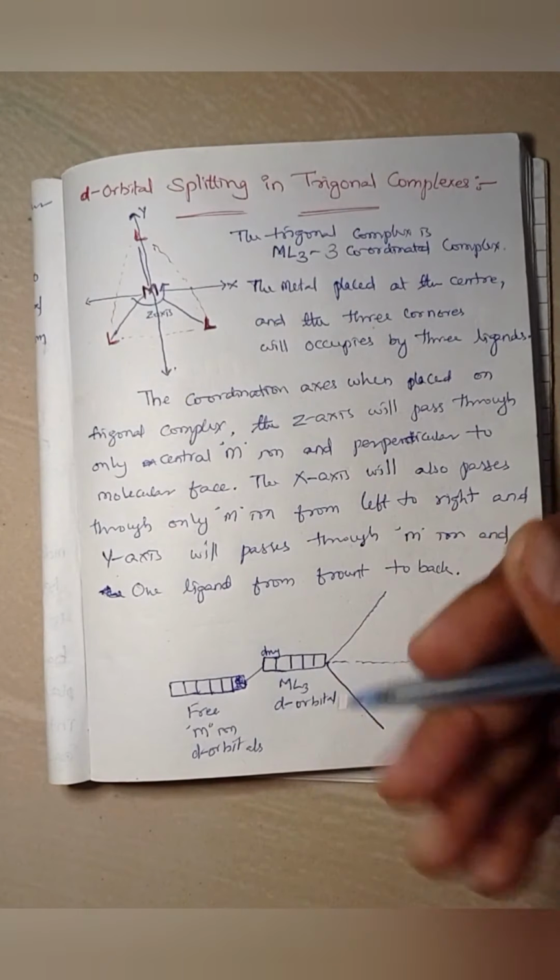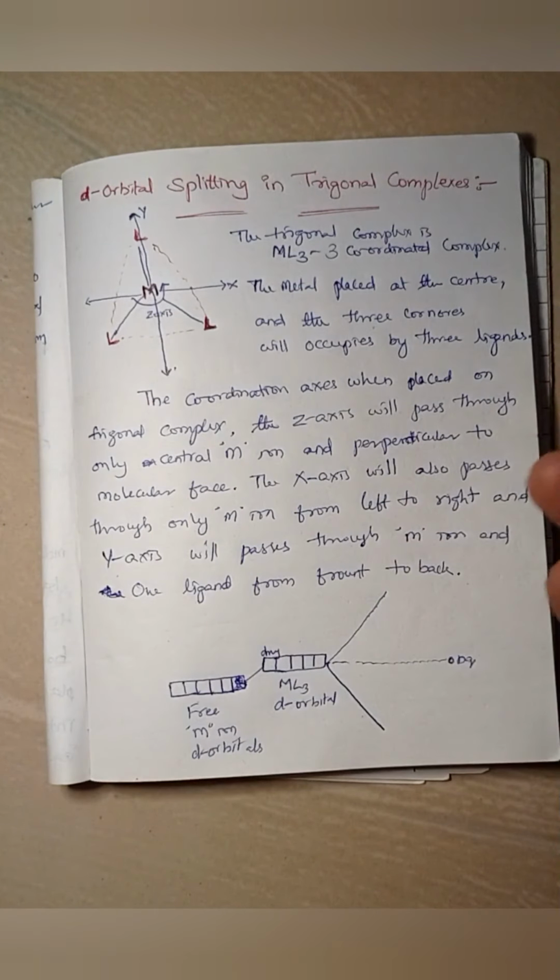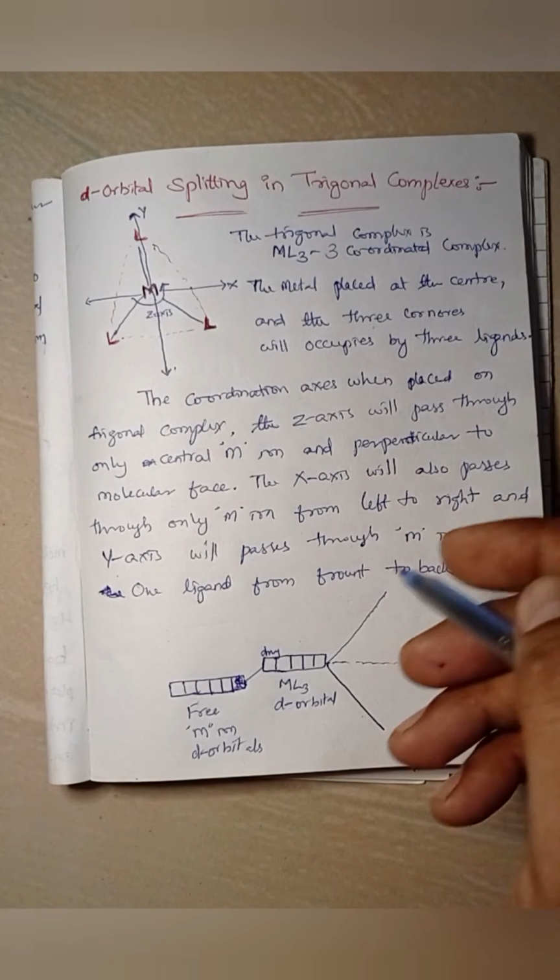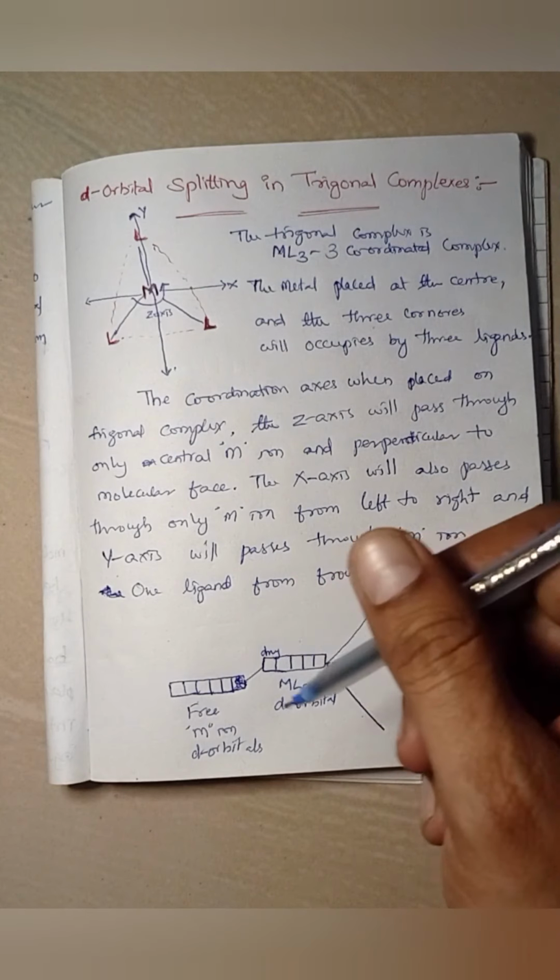Now here, I am going with the dxy orbital first, thereafter dyz, dzx, dx square minus y square, and finally dz square, right? This is how I go every time. So here also I am maintaining the same, starting with the dxy orbital. We know that the dxy orbital has its lobes in between the coordination axes, in between the x and y coordination axes, right?